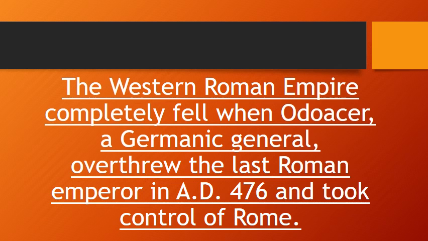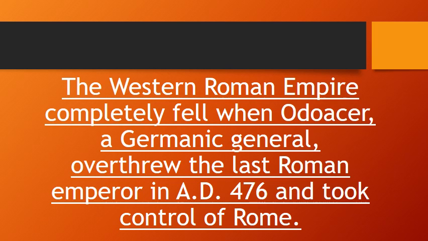Odoacer, this Germanic general, comes in. These Germanic tribes are invading, and this Germanic general overthrows the last Roman emperor in AD 476. So the last Roman emperor ran out of town, and the Germanics take control of Rome. Rome is the capital of the new Western Roman Empire. Remember, I told you earlier that they split into west and east parts. The east part continued on for a little bit. We're not going to talk about it this year because we're about out of time. But the east part did continue on.